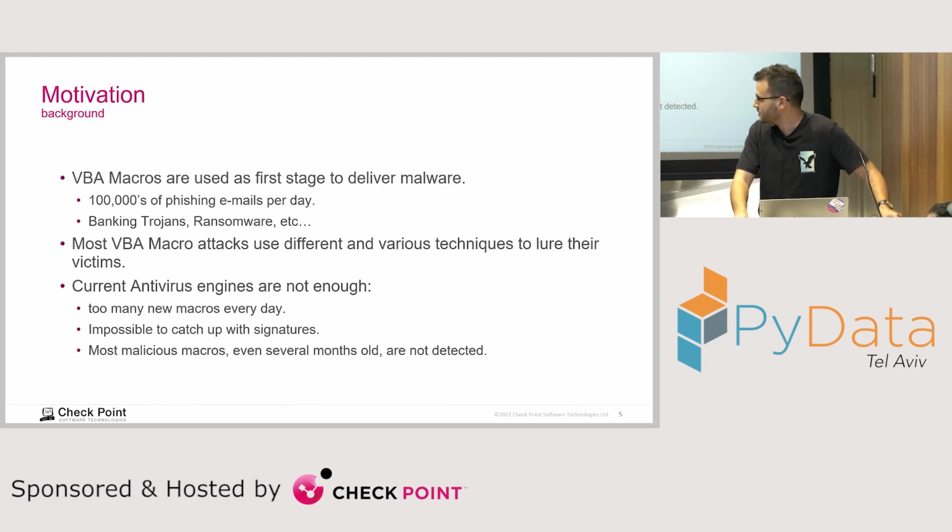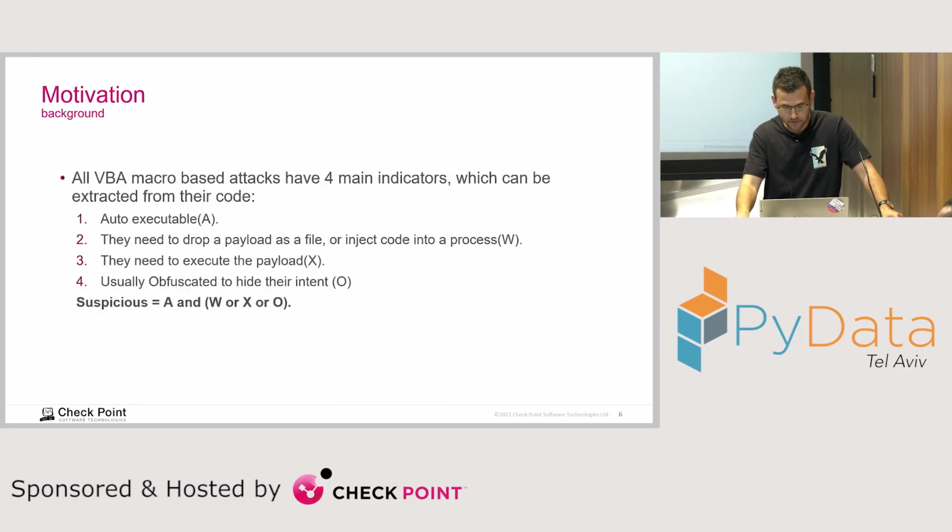Current antivirus engines are just not enough. There are too many macros every day. It's impossible to catch up with signatures. And probably most malicious macros are not detected even if they are several months old. That means that a signature-free model is needed to basically solve this issue. And that's exactly where DeepVBA comes in.